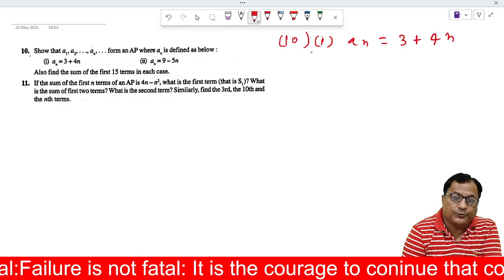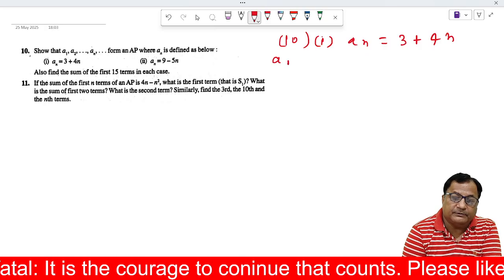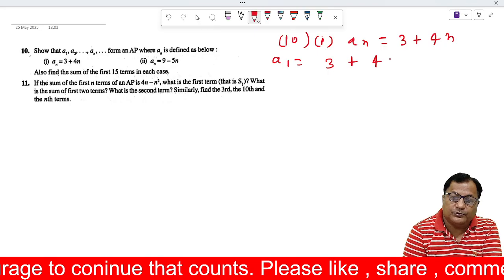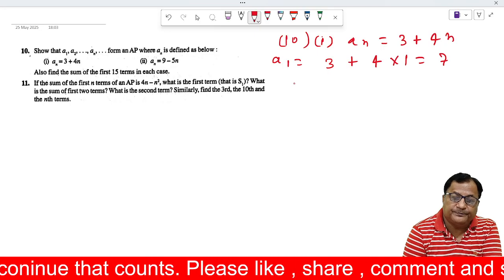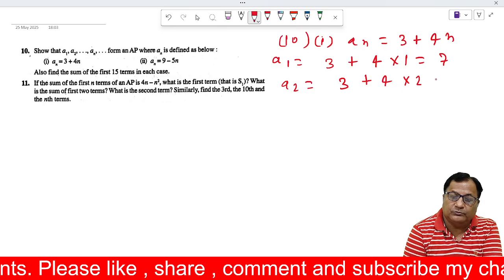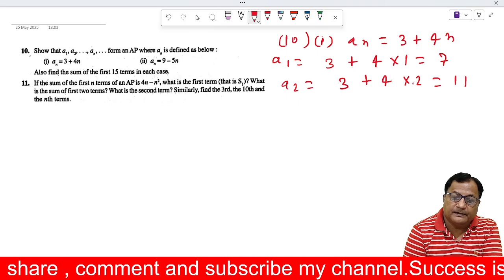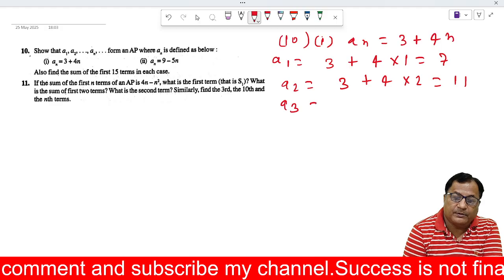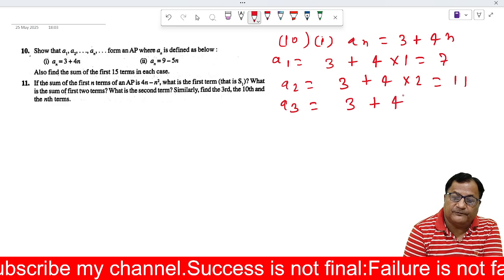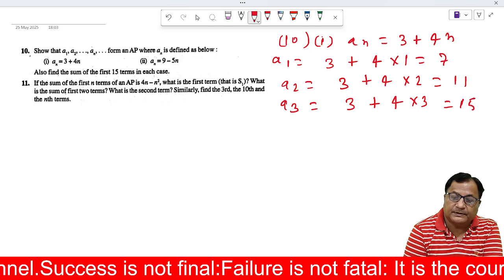So first we'll find a1. a1 is equal to 3 plus 4 into 1, means 7. a2 is equal to 3 plus 4 into 2, which is 3 plus 8, equals 11. a3 is equal to 3 plus 4 into 3, put the value of n here, 3 plus 12, equals 15.